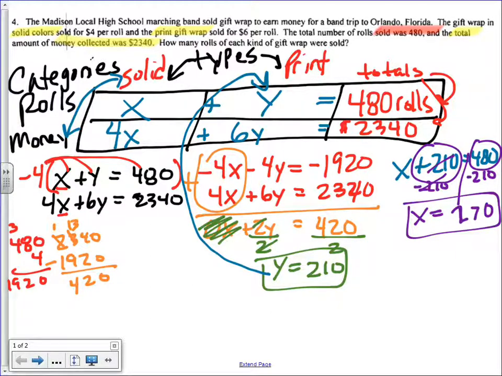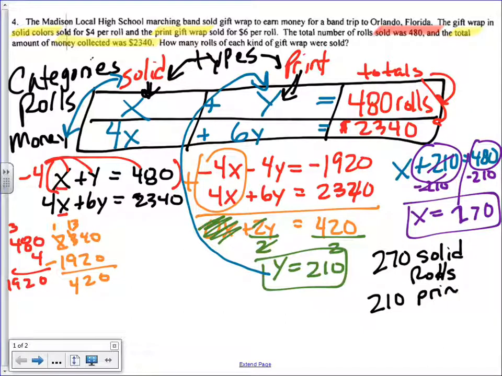All right, so now here's the most crucial step of why we're doing it with word problems. So I know x is 270, y is 210, but when we're talking about real life, you don't just say, oh, the ordered pair is 270, 210. You actually have to explain what the variables mean. So remember back here, x was solid colors and y was print. So that means I sold 270 solid rolls, right? Because x is solid. And then y is print, so I also sold 210 print rolls.